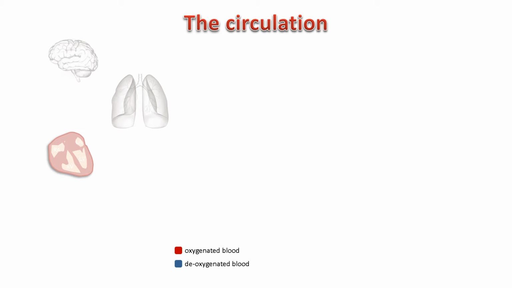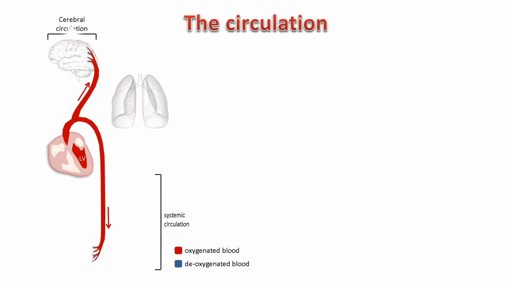Starting at the left ventricle, oxygenated blood travels out to most of the organs and tissues of the body. Vessels travel to the brain, where they form the cerebral circulation, and to most of the rest of the body, where they form the systemic circulation. The vessels branch in the tissues and become narrower, eventually becoming capillaries. As blood passes through the capillaries, it delivers oxygen and nutrients, as well as removing carbon dioxide and metabolites. So, as blood emerges from the tissues, it is deoxygenated.